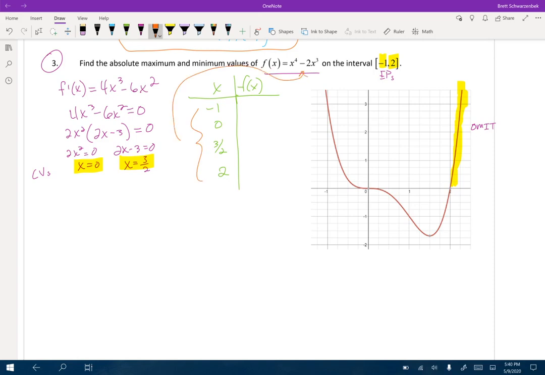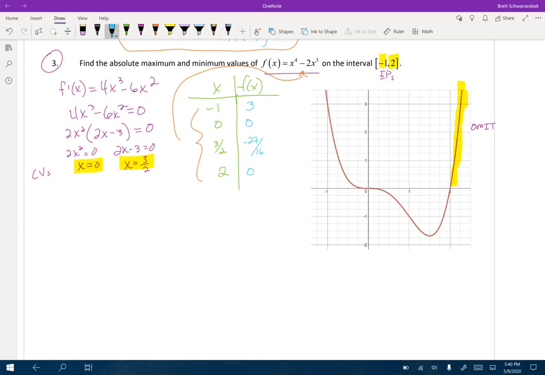We are going to get some fractions here, but I'm just going to throw them in. If we put -1 into that equation, we're going to get 3. If we put 0, we're going to get 0. 3 halves is going to be, I think, -27/16, and 2 is also going to be 0. Once we have these, we basically have the coordinates on the graph.